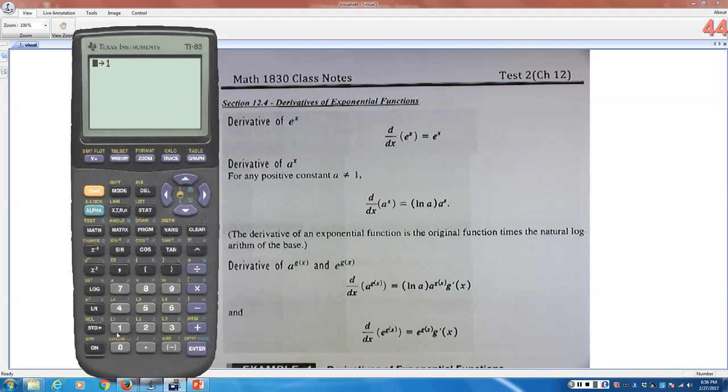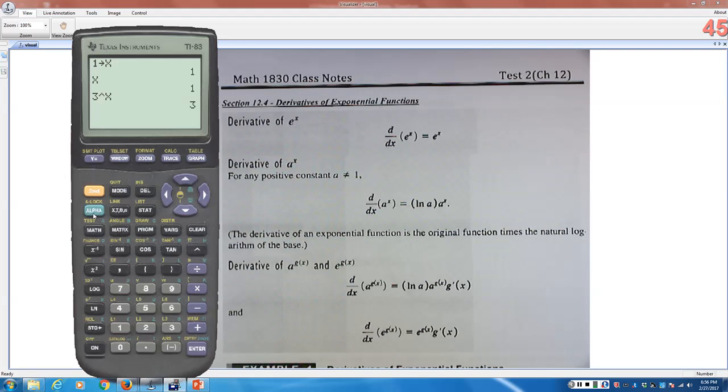It'd help if I did it in the right order. So now if I ask it, what's x? It says x is 1. So if I say, well, okay, then what's 3 raised to the x power? Well, that's just 3 to the first power, which is 3.